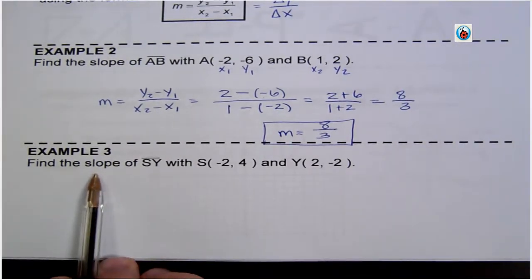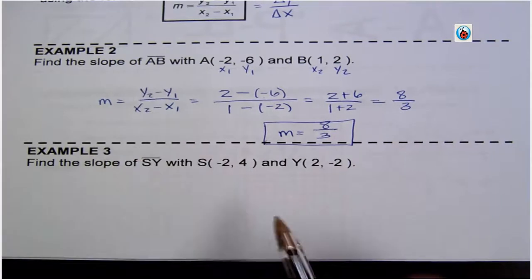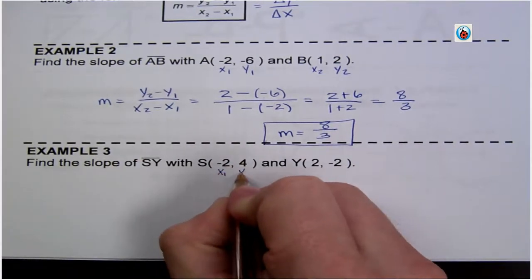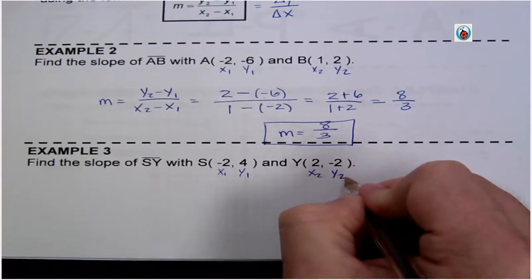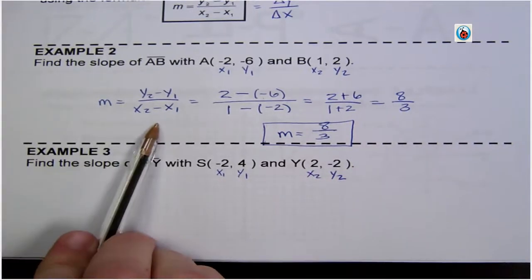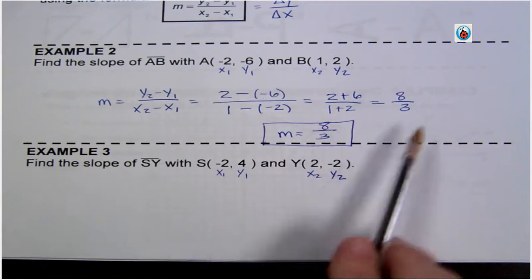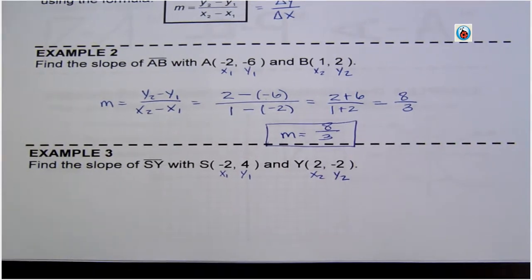Okay, so now what I want you to do is pause the video and try to do example 3 on your own. See if you can use the formula. Label your points x1, y1. Label your other point x2, y2. Start by writing down the formula, plug in your values, and simplify. And then you'll restart the video and we'll talk about it.